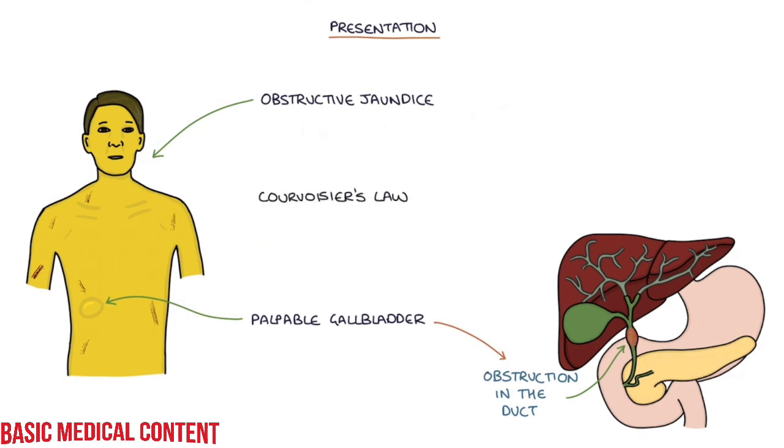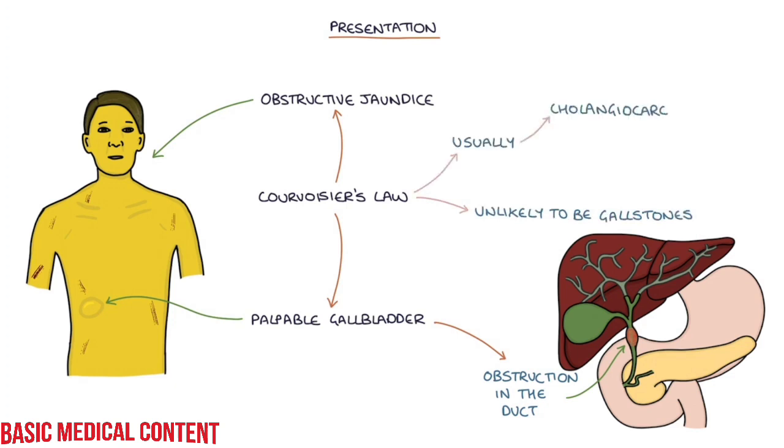Courvoisier's law states that if there's a palpable gallbladder and the patient has jaundice, the diagnosis is unlikely to be gallstones. The cause is usually cholangiocarcinoma or pancreatic cancer.